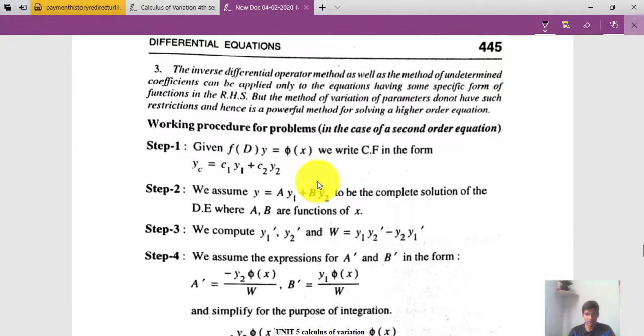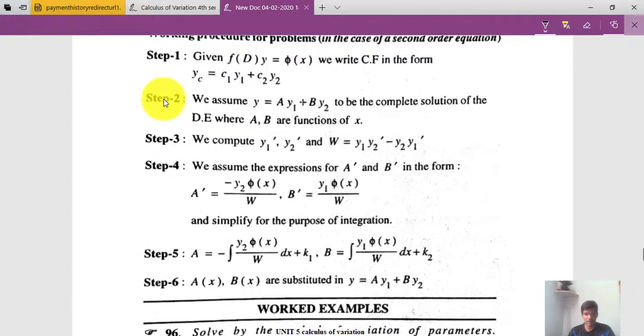Now this is the working procedure, so you can pause the video and have a look at it.